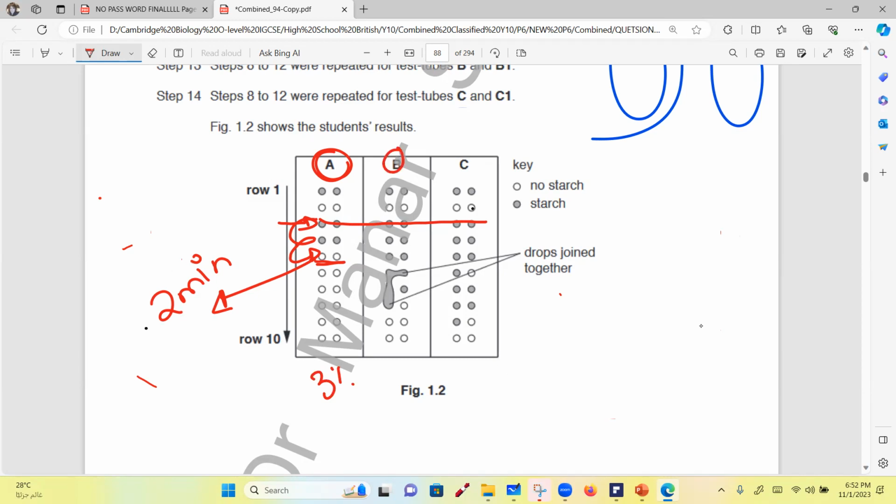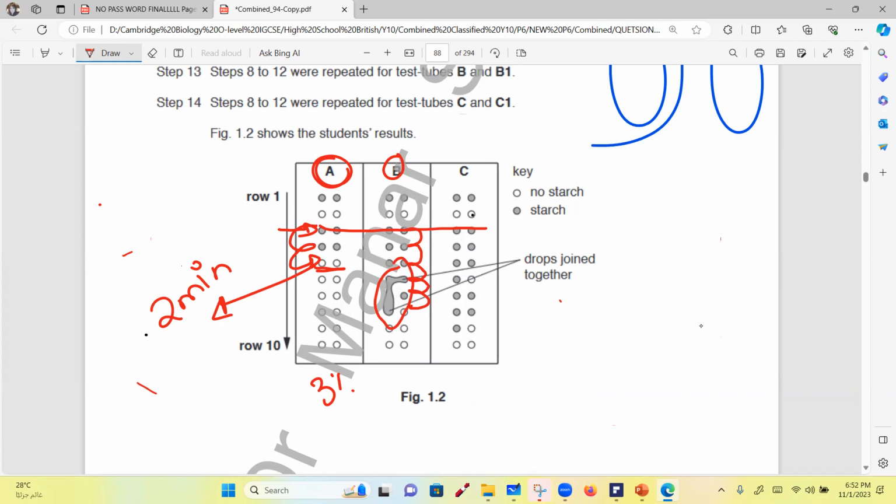Now let's count the time in B. Again, I'm going to count from the 3rd row. This is 1 minute. 1, 2, 3, 4, 5. Or 4. Is this an error or not an error? Error, because you can see here that the drops have fused together. So the time in test tube B for the starch to be digested is 5 or 6. 1, 2, 3, 4, 5. Maybe you will tell me 6, maybe you will tell me 4. It's a range from 4 to 6 or from 4 to 5.